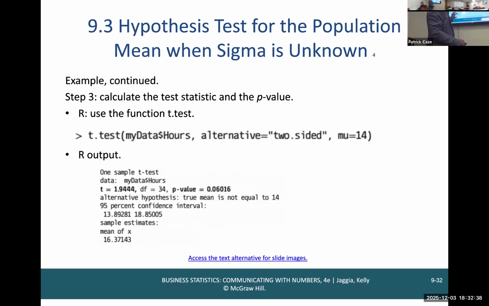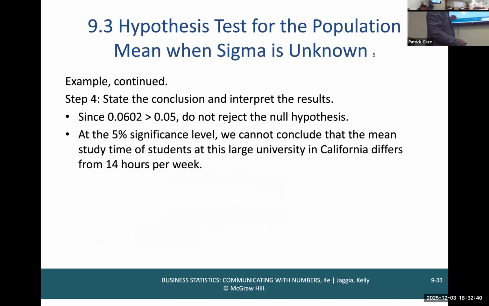If we stick with the p-value, we'll say since 0.0602 is greater than 0.05, we do not reject the null hypothesis. At the 5% significance level, we can conclude that the mean study time of students at this large university in California differs from 14 hours per week. So basically, if this is more than our significance level, we don't reject it. Do not reject the null.